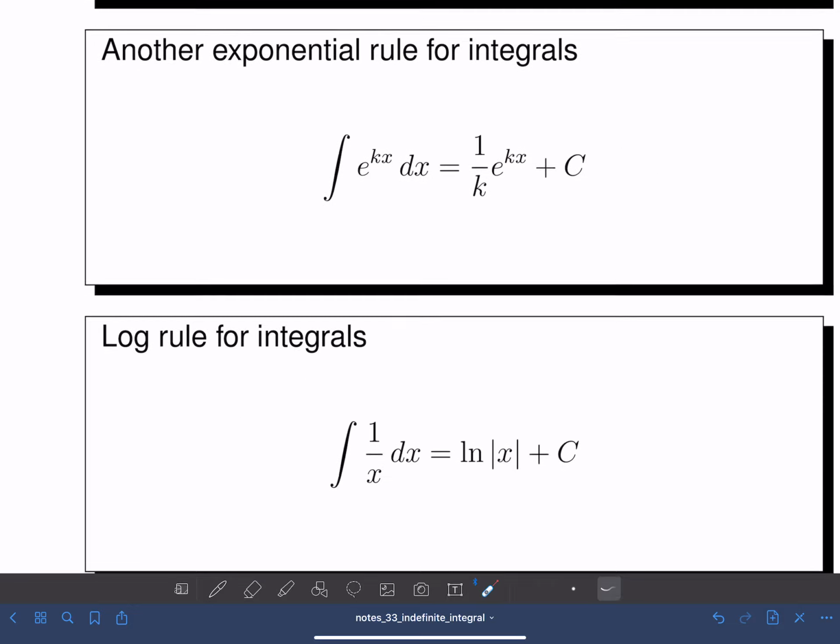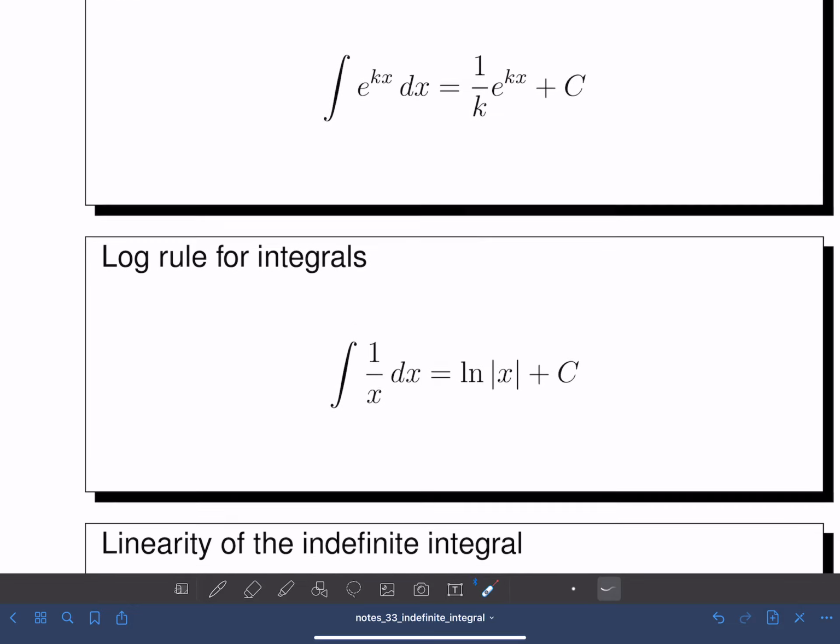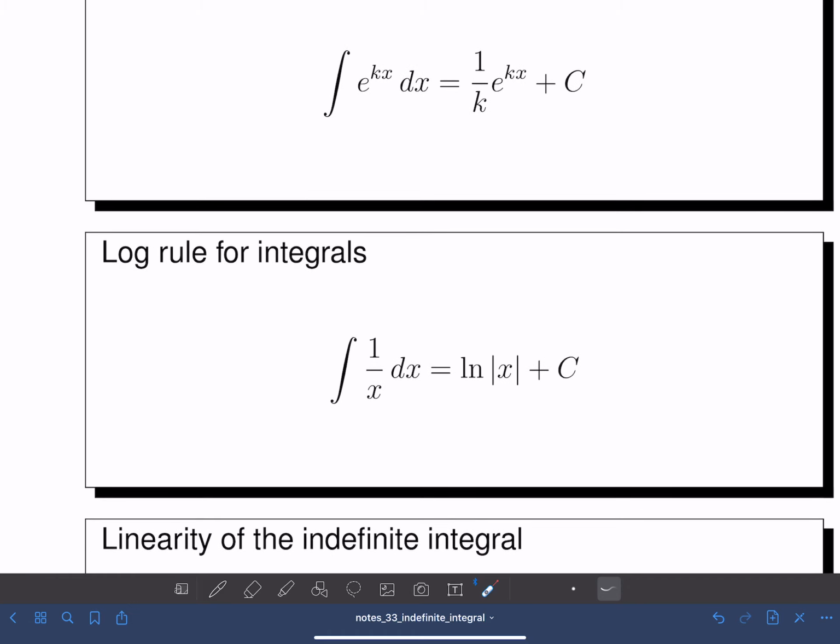And then finally, I don't know why I said the word finally. Next, the integral of 1 over x is natural log of absolute value of x plus c, because the derivative of natural log is 1 over x.